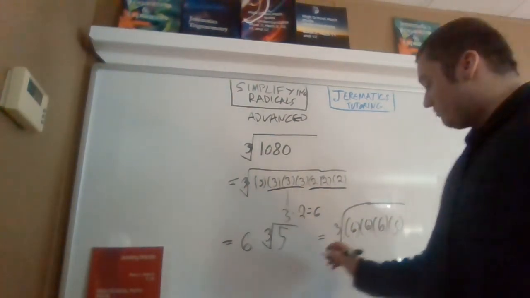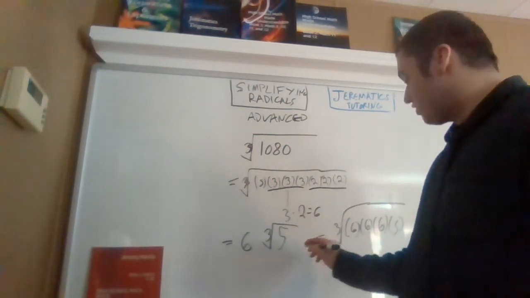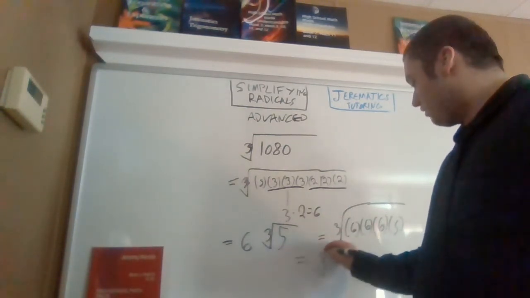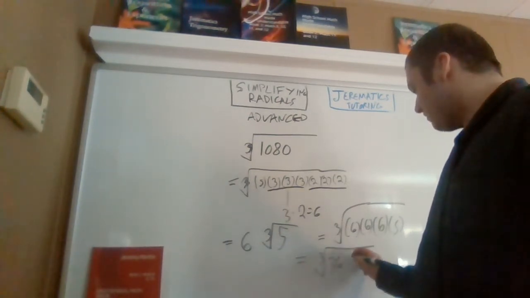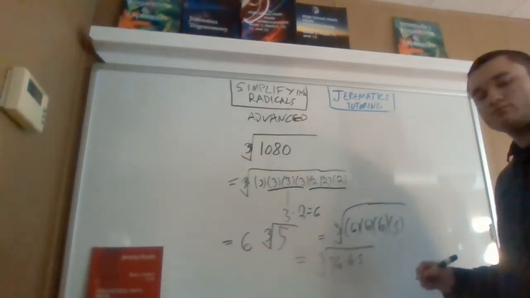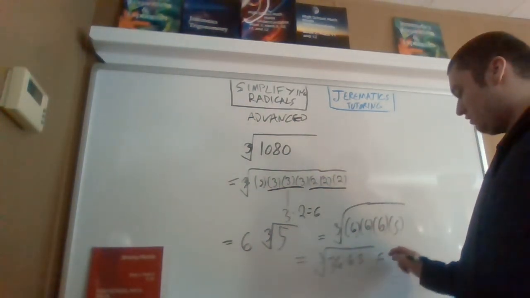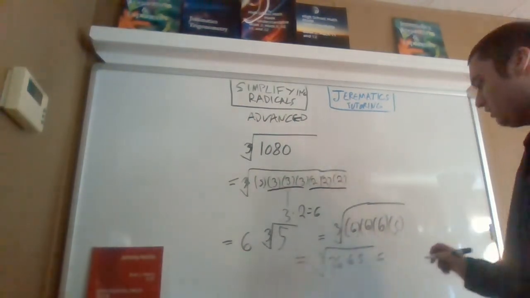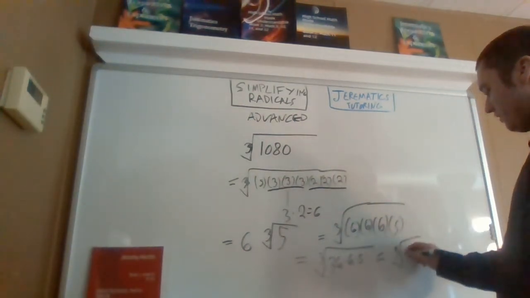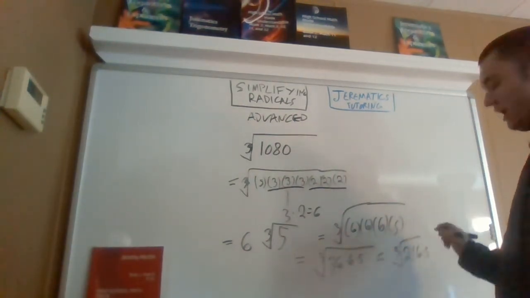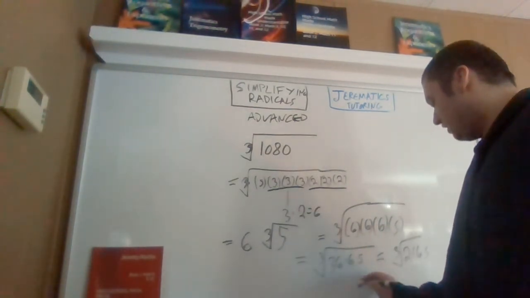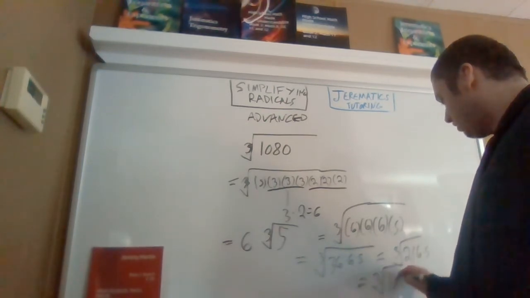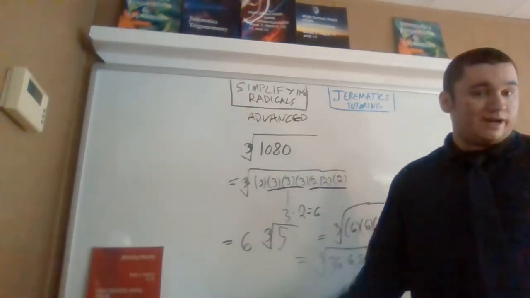What's all of this multiplied by each other? Well, we should get 1080, but let's just make sure. So the cube root of 6 times 6, 36. So 36 times 6 times 5. This is 216. So this gives us the cube root of 216 multiplied by 5. And as you know, 216 multiplied by 5 is 1080. So we get the cube root of 1080. And this is indeed the right answer.